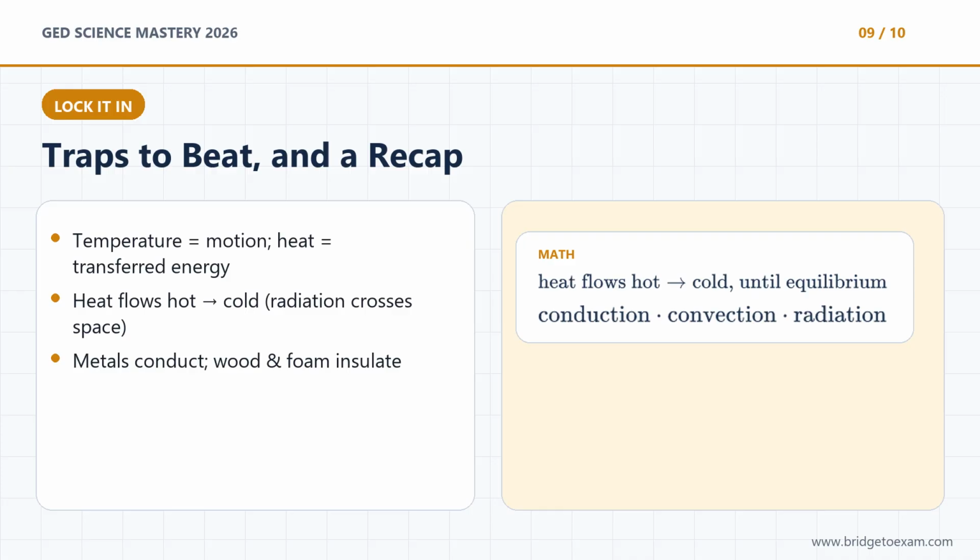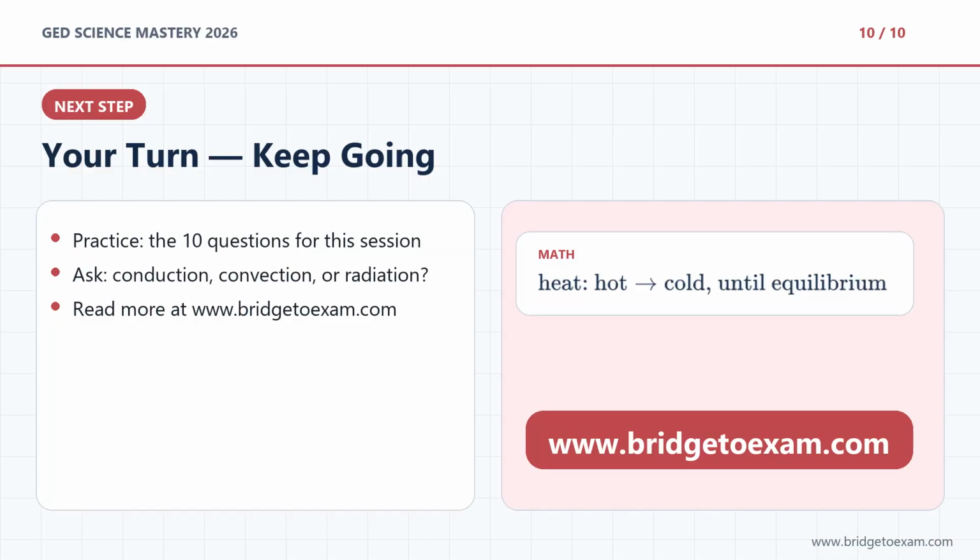The recap. Heat always flows hot to cold by conduction, convection, or radiation until equilibrium. Wonderful work today. You can now tell temperature from heat, name the 3 ways heat moves, and explain thermal equilibrium. Your practice for this session is the 10 questions attached to this lesson. Answer them from memory, and for each scenario, ask yourself, is this conduction, convection, or radiation?